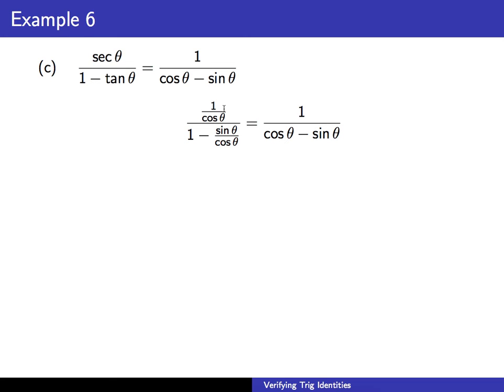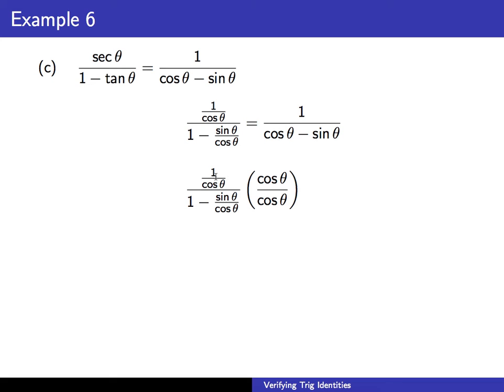secant is 1 over cosine, all over 1 minus tangent, which is sine over cosine, using our reciprocal and quotient identities respectively. So on the left-hand side, let's focus on the left-hand side, we do have a complex fraction, in which these tiny denominators are cosine theta. So if we multiply the entire numerator and entire denominator by cosine theta, that will clear out these tiny fractions.